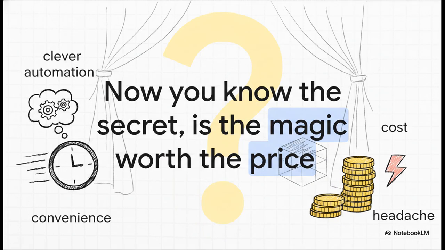So, now that you know the secret, you can see these tools for what they really are. Not some mystical force, but incredibly powerful automation. They're like that super useful intern we talked about. But they're still interns, right? They make mistakes, they cost money, and they definitely need supervision. So the real question to ask yourself isn't, am I using the magic? The better question is, how can I be the best supervisor for my new AI intern?